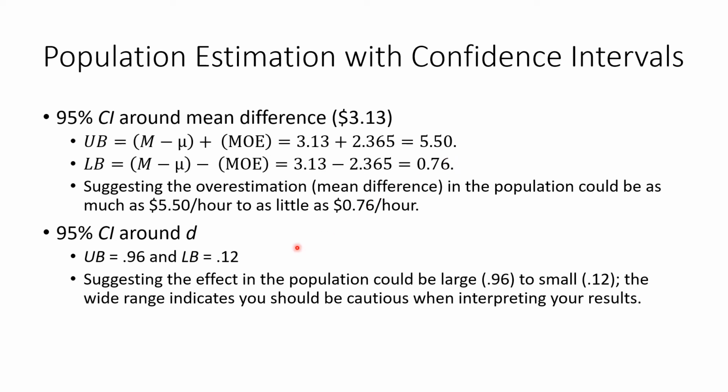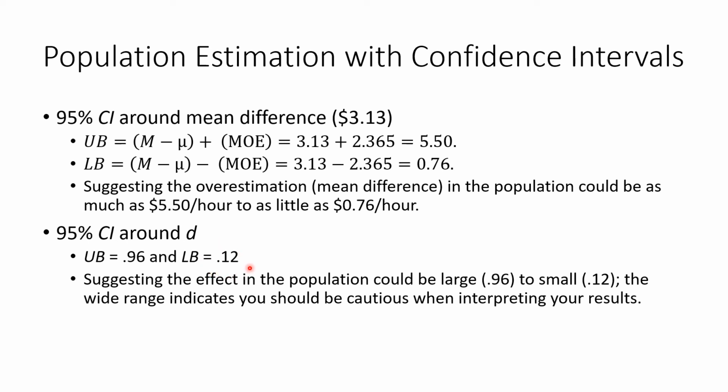You can also get a 95% confidence interval around D. Now, that is something that you would definitely use computer software to compute. We don't even explain how you would do that in the book, because you don't do that by hand. You would just use software to do that. In this case, the upper bound could be as high as 0.96, which is a very large effect. Again, over 0.8 is large, to as small as 0.12. And again, a small effect is 0.2.